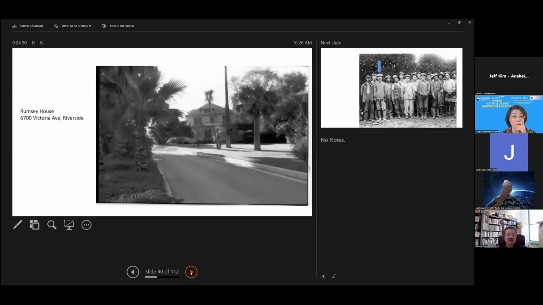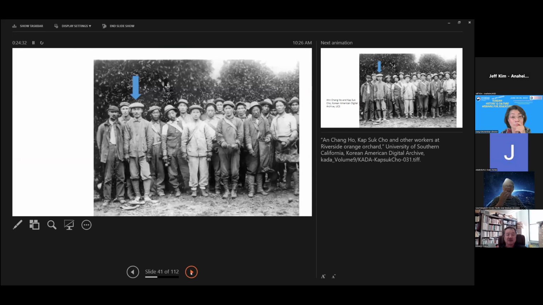And I'm just going to skip this. And this is another historical photograph. This is Ahn Chang-ho with other multiracial labor force in Riverside.